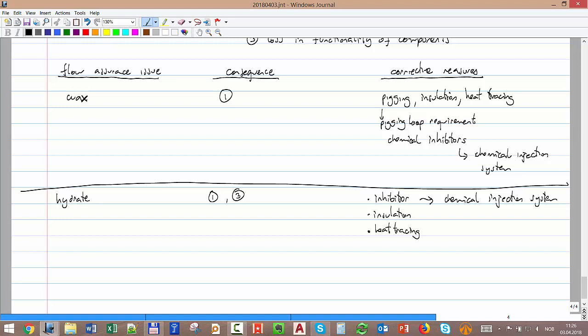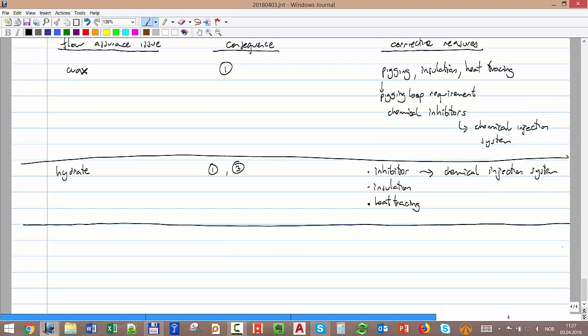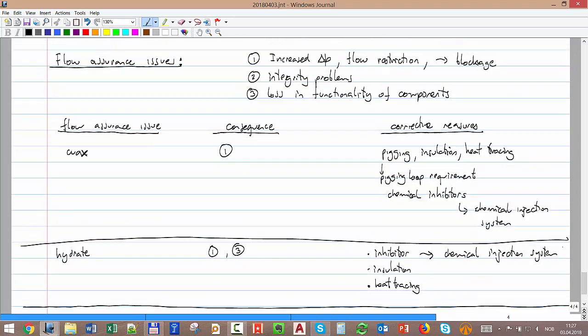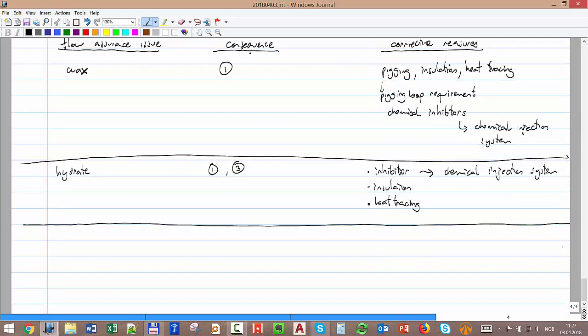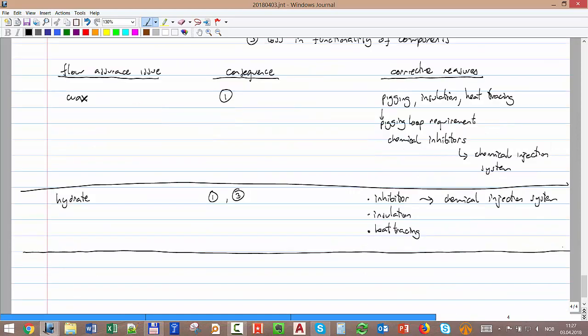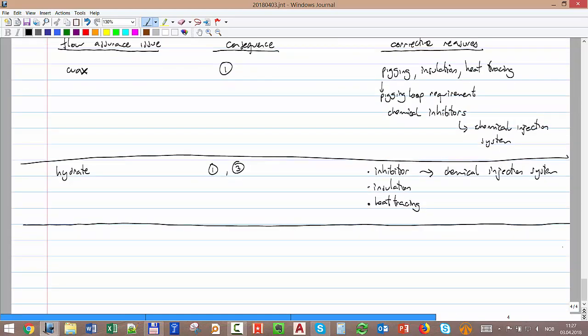Again, I have some other things that they talked about that are not really that much use. I can use an inhibitor, a kinetic inhibitor, but basically injecting a chemical. The third problem that they talked about, if you remember, was asphaltenes, right?